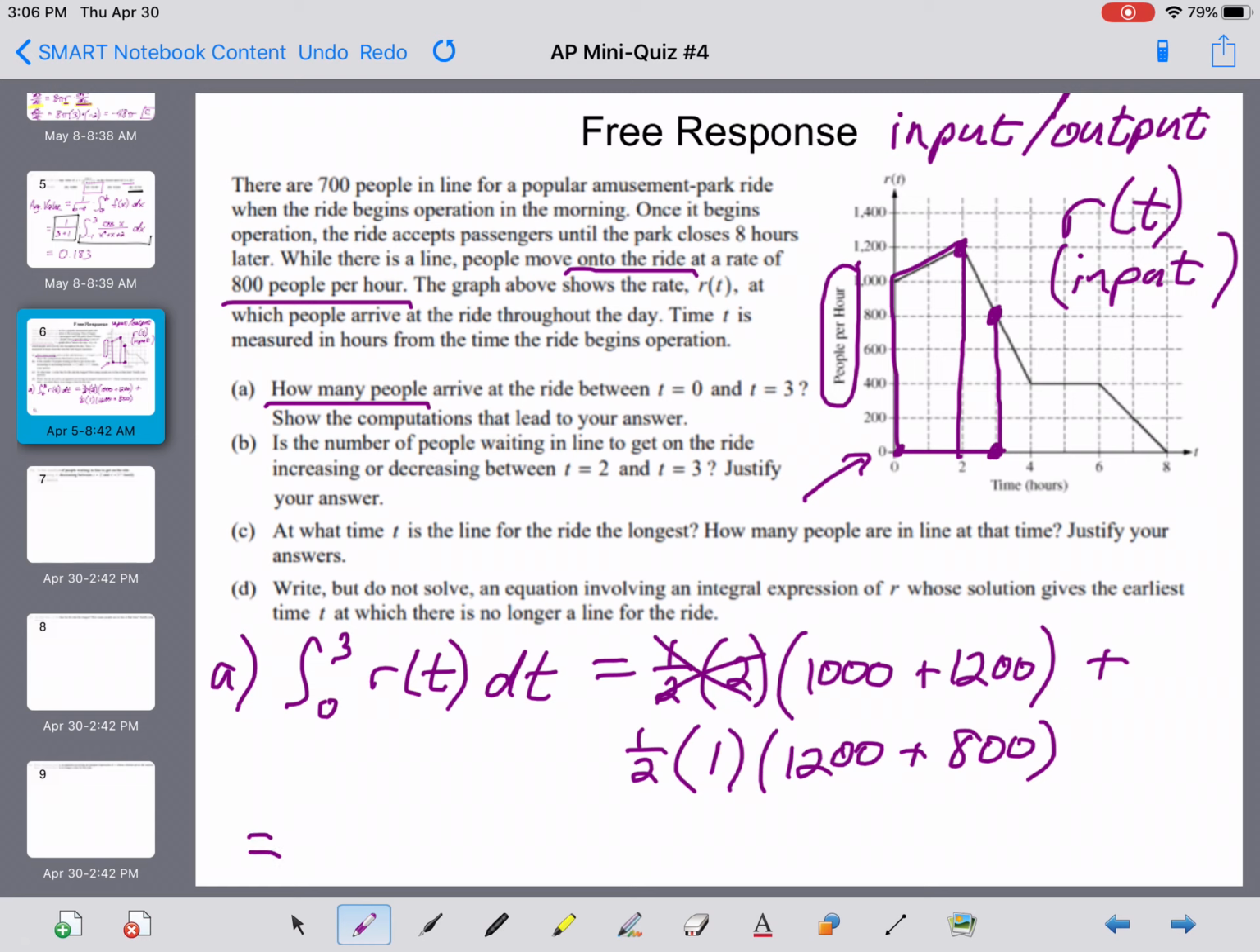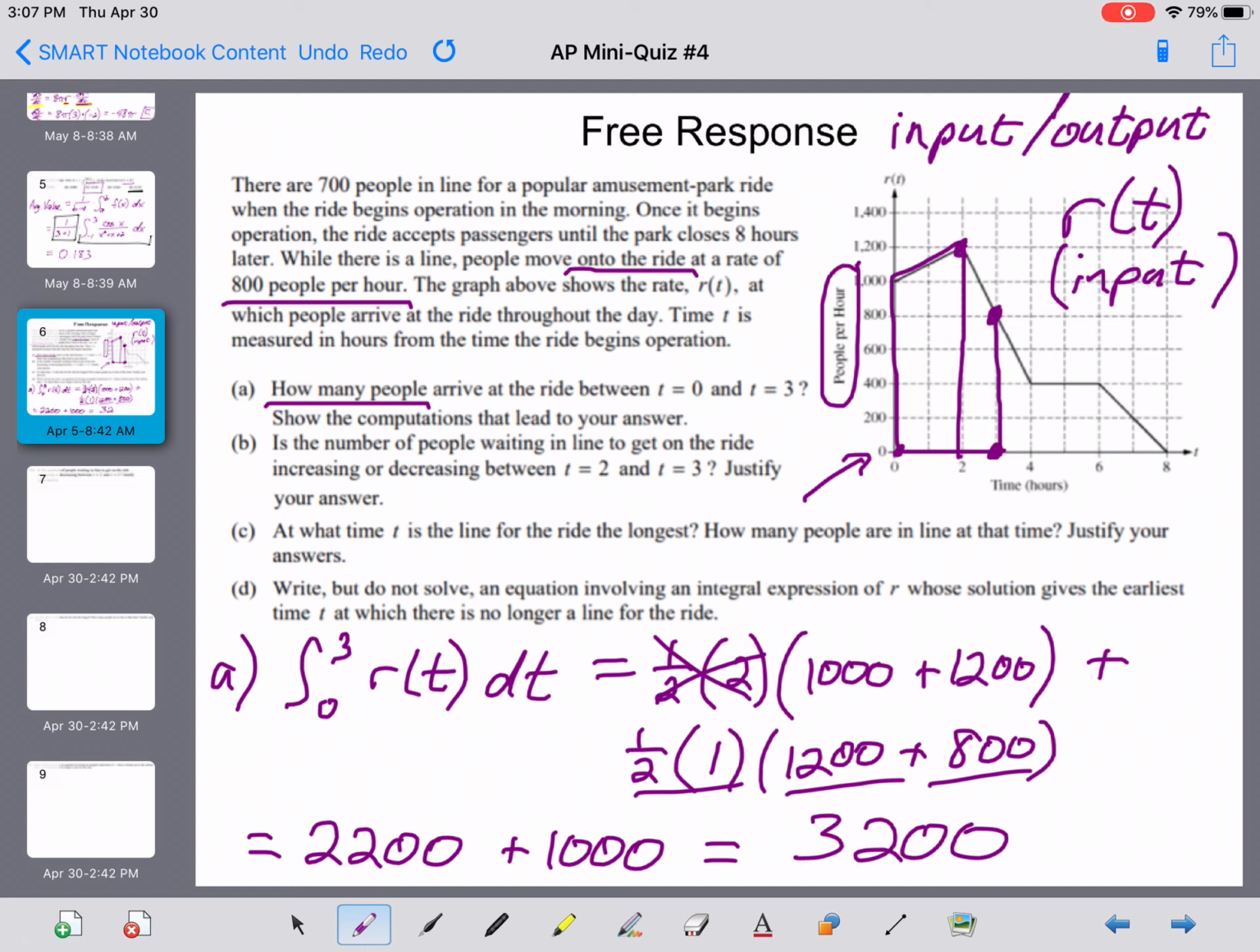So the 1,000 plus the 1,200 is going to get us 2,200 people arriving at the ride between 0 and 2. Then 1,200 plus 800 is going to get us 2,000, and half of that is going to be 1,000 people who show up between the times of 2 and 3. So the total number of people that show up from 0 to 3 hours is going to be 3,200 people showing up there. So that takes care of part A.